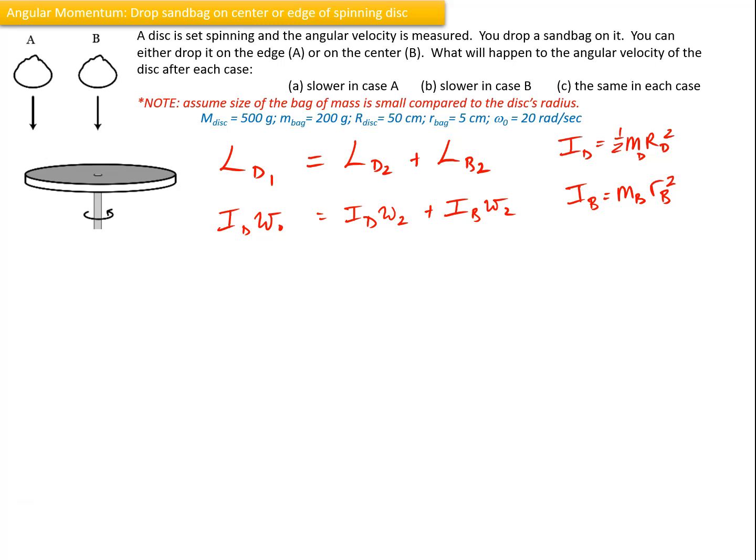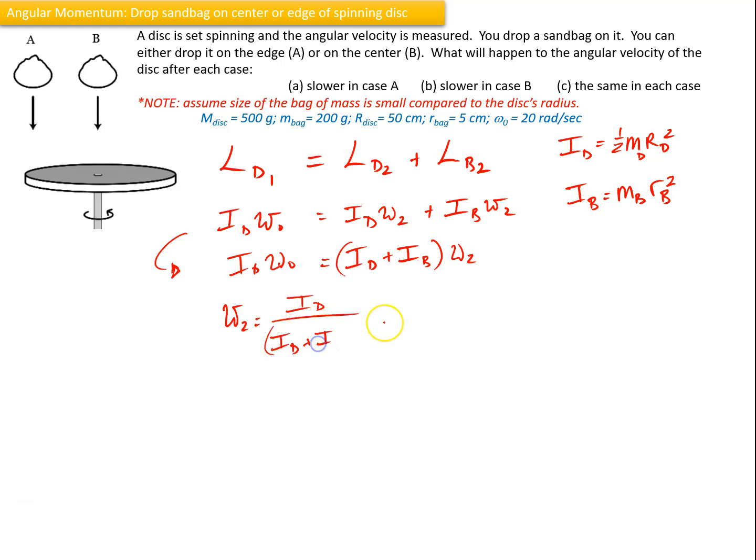Now this is not going to be as clean as the last one because things aren't going to drop out as easily, but we're going to see it's not too bad. Let's first solve this for our final angular velocity. Let's see, we can pull out an omega 2 over here. And then we can solve it for omega 2. So we get omega 2 is going to be equal to the moment of inertia of the disk divided by the moment of inertia of the disk plus the moment of inertia of the bag, that whole thing times the initial angular velocity.